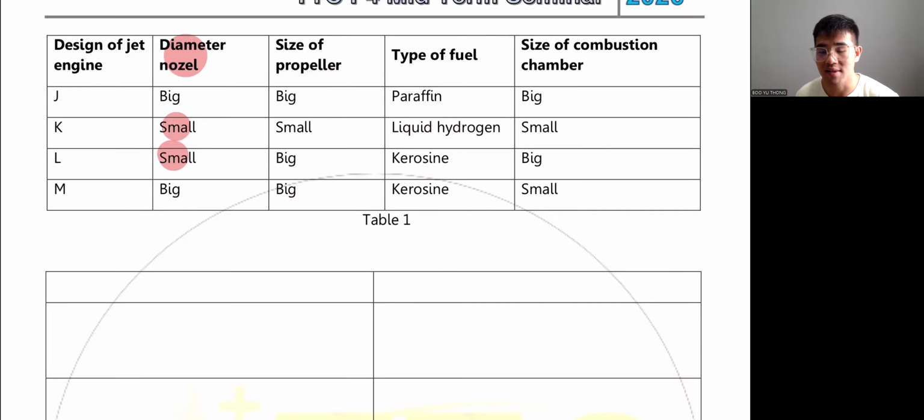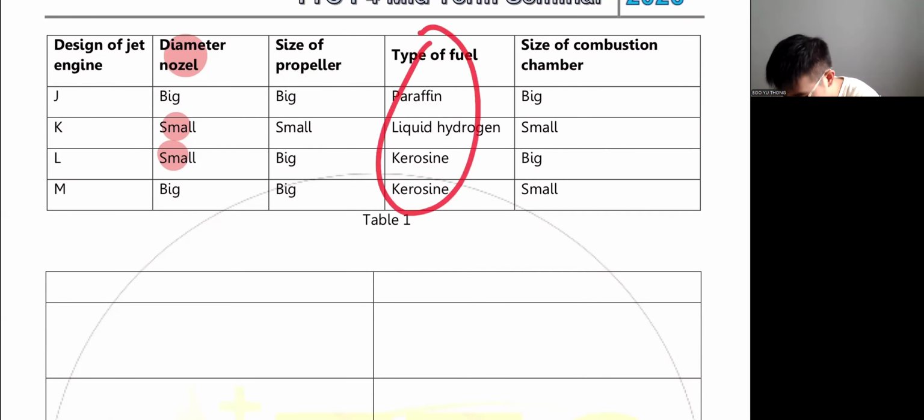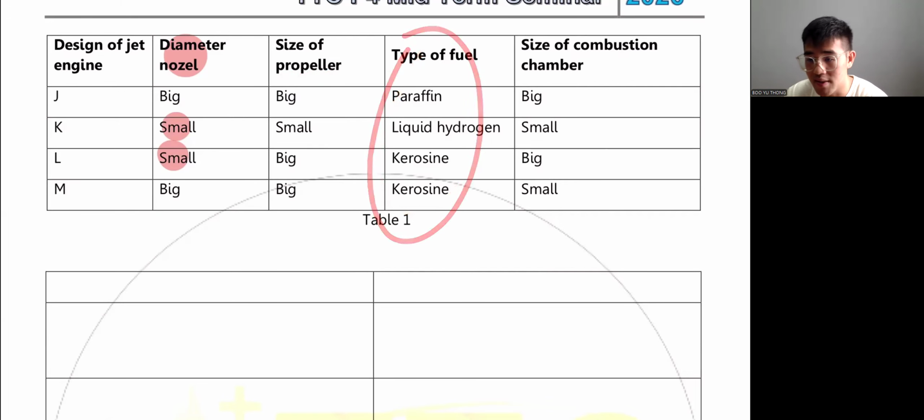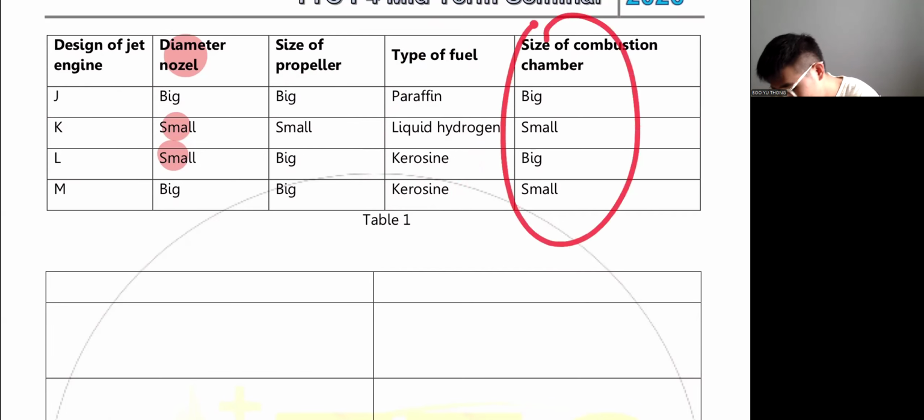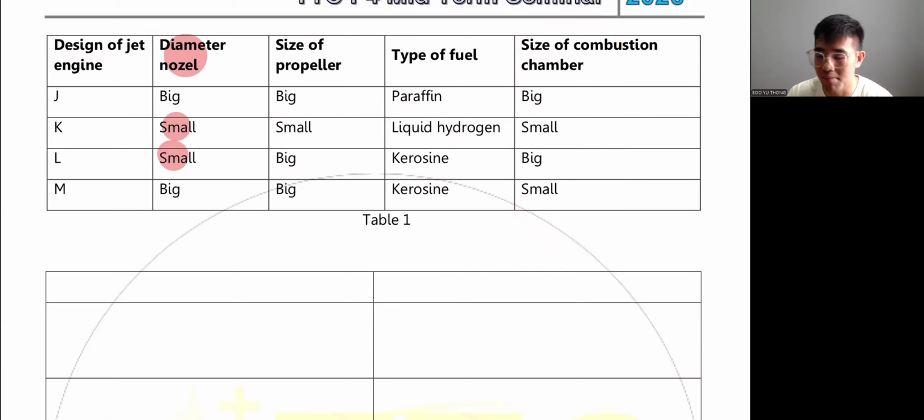So over here, the parts that the question wants you to choose are the ones to modify, to refine, so to make it better. So it's the fan blade. Should you choose a big size or a small size fan blade? Later we pick together. And then the third column is the type of fuel you have to pick for the jet engine. The fourth column is the size of the combustion chamber.